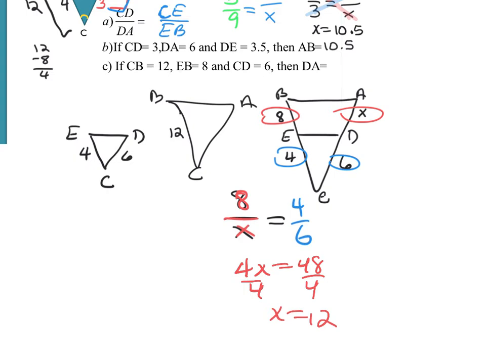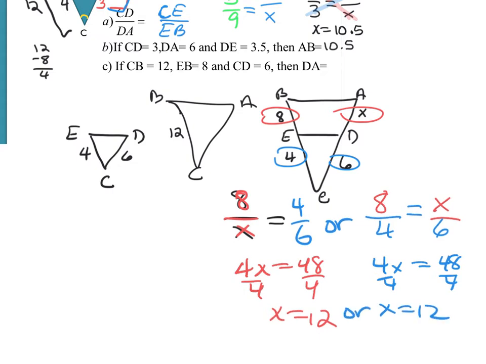Now, keep in mind, we could have also solved it by doing top 8 over the 4 underneath it, and then the top x over the 6 underneath it. Either way, you're going to get the same answer. So either one of these will work. Memorize one of these and figure out which one you want. Either doing top over bottom, or do tops in one fraction and bottoms in the other. Pretty good?